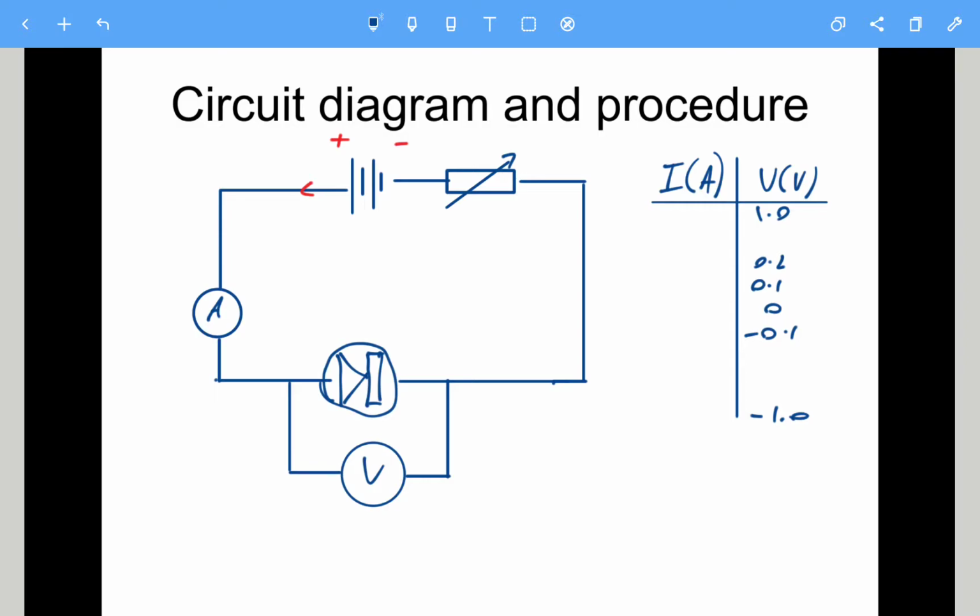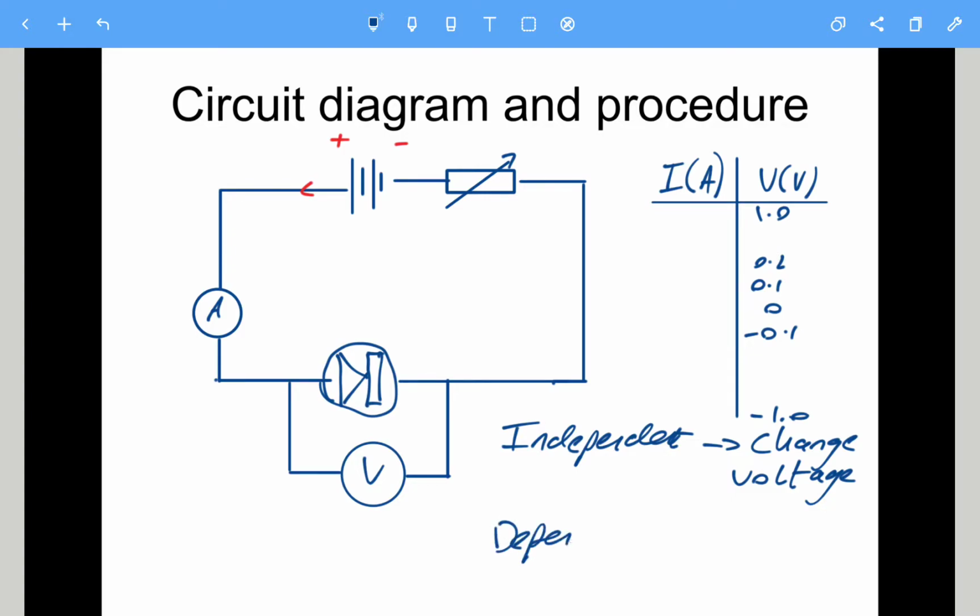So once again, we're going to talk about the independent and dependent variable. If you've just watched the video before, I do apologize, it's the same thing. Independent is what we change. And what we change in this experiment is, of course, the voltage value. And then the dependent variable, which is what we are measuring, is the current. Hopefully that all went okay.